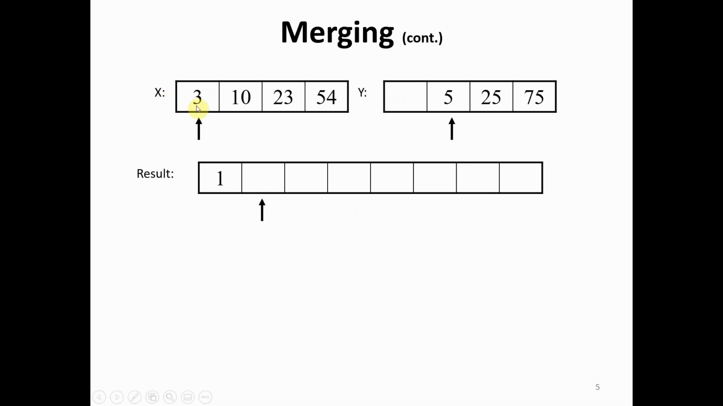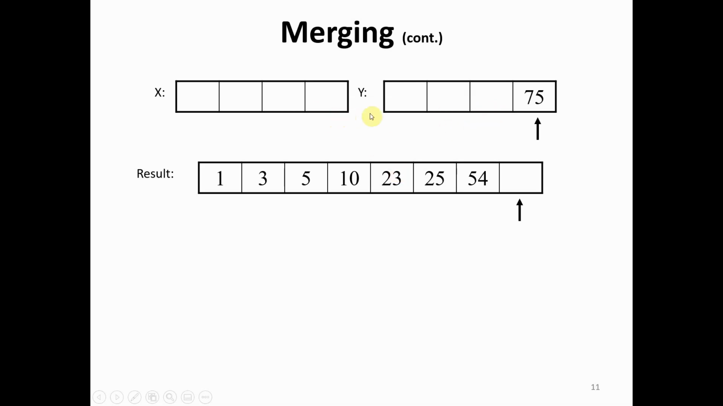Now we're going to compare xi and yj again, right? i is still 0 but j is 1, so we're going to compare x0 and y1. This one is smaller, so this goes here. We incremented i. k is going to be incremented at every step. Compare 5 and 10. 5 goes here. Incremented j. 10 and 25. 10 goes here. 23 and 25. 23 goes here. 25 and 54. 25 goes here. Finally 54 and 75, right?